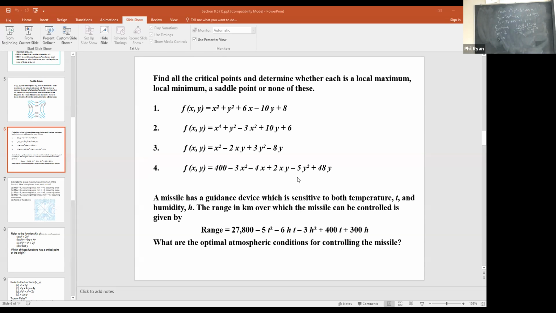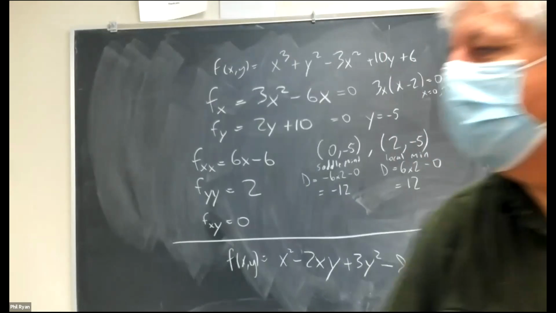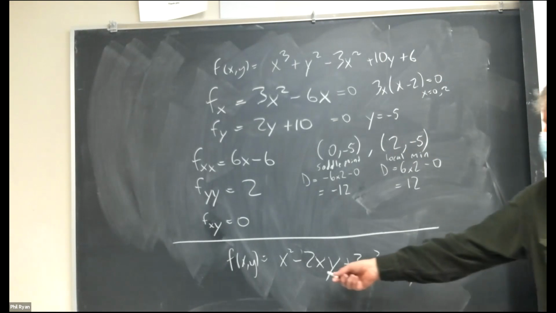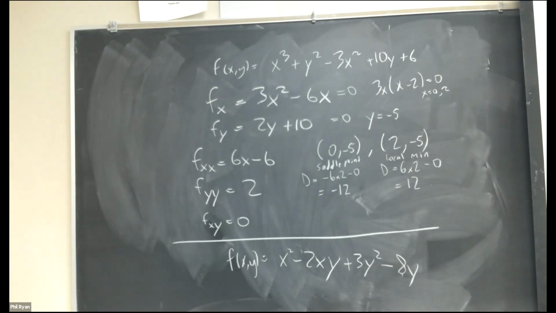Let's do another one. Let's just write it down here. Was it x squared minus 2xy? Oh, this is a little bit different. Plus 3y squared minus 8y. And it's different because now we've got xy terms. So we're going to get different kinds of answers from before.